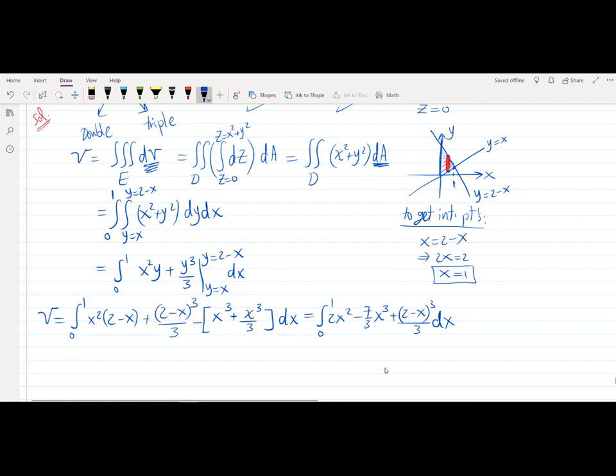It will be 2 over 3 x cubed minus 7 over 12 x to the power 4 minus (2 minus x) all to the power 4 over 12, and substitute from 0 to 1. Not using your hand, only using your calculator, it will be directly 4 over 3, and this is the volume of this figure, which finally has the value of 4 over 3.